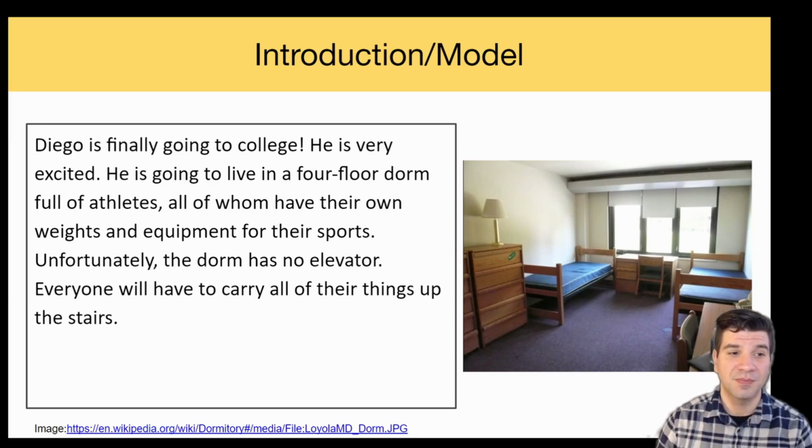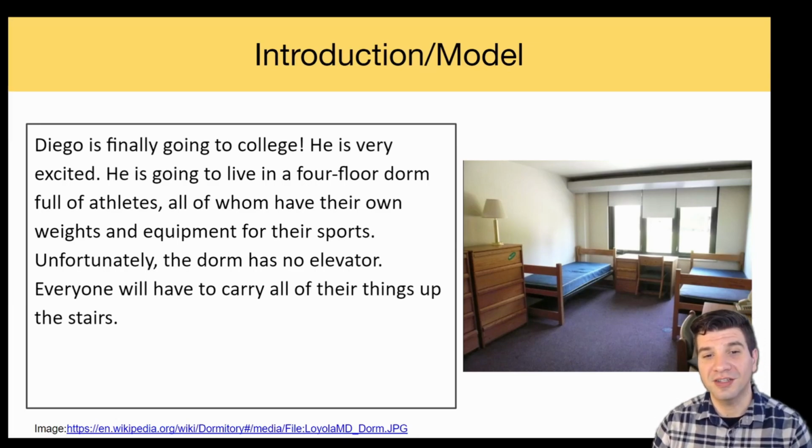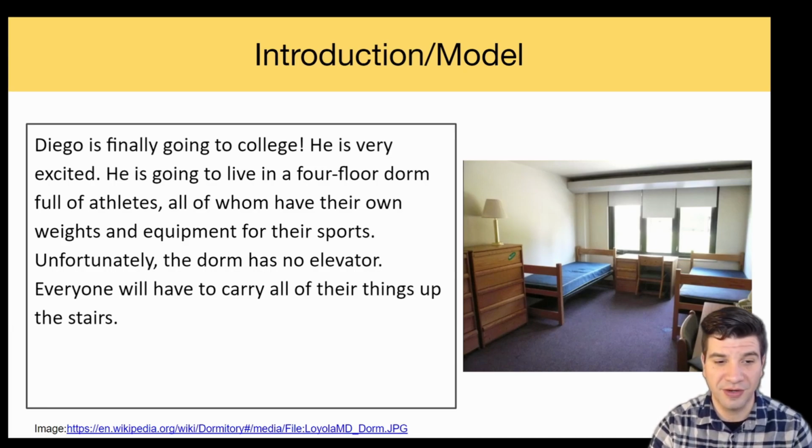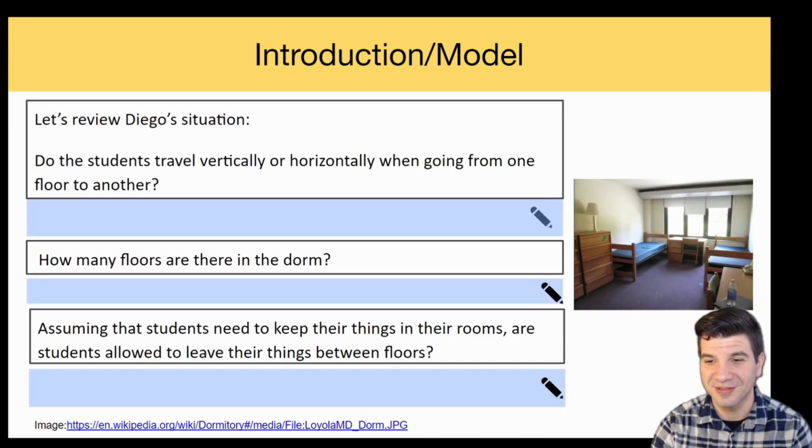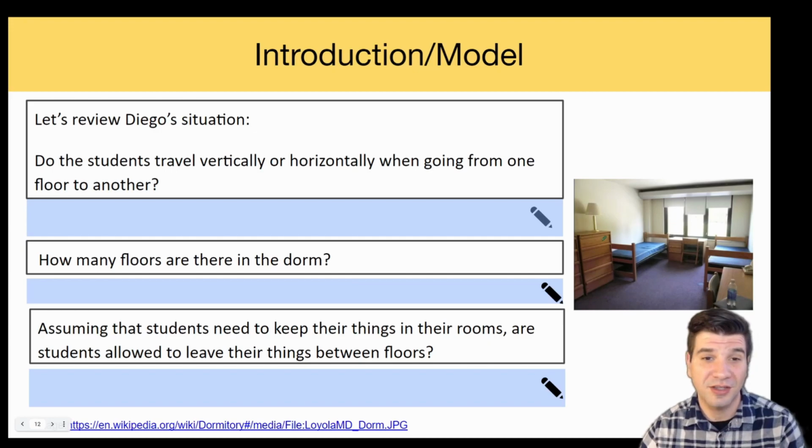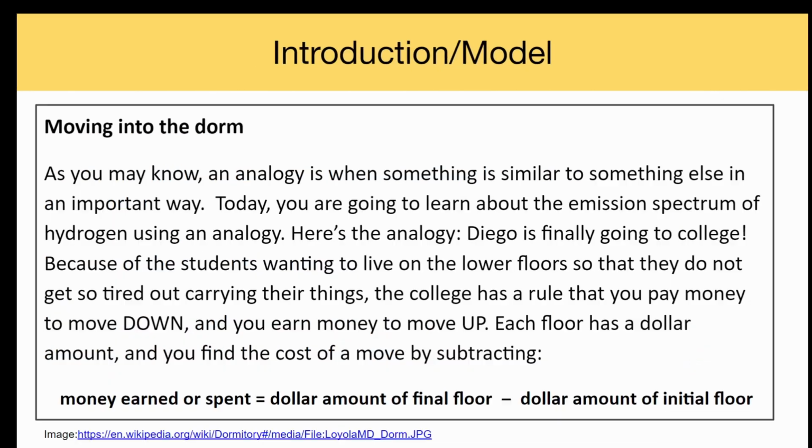Here's your analogy. Diego is finally going to college. He's very excited. He's going to live in a 4-floor dorm full of athletes, all of whom have their own weights and equipment for their sports. Unfortunately, the dorm has no elevator. Everyone will have to carry all of their things up the stairs. It's a modest-looking dorm room. So using common knowledge and the information from the passage that we just read, answer these next 3 questions.